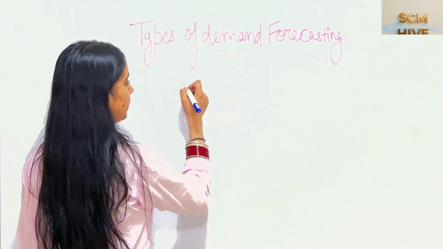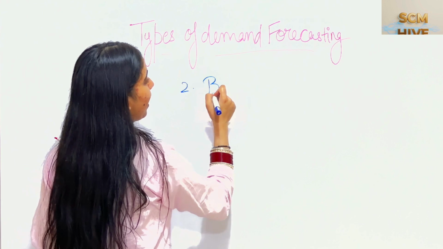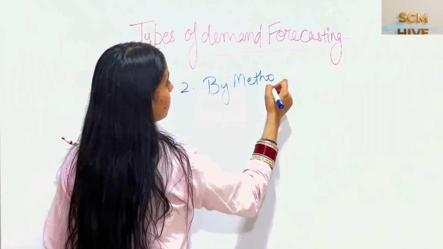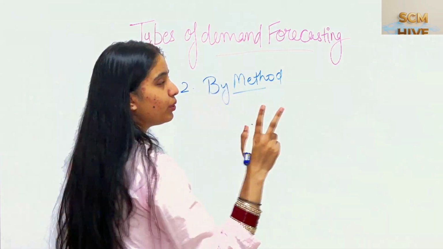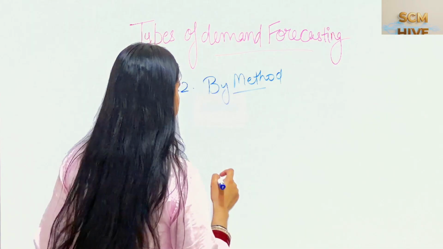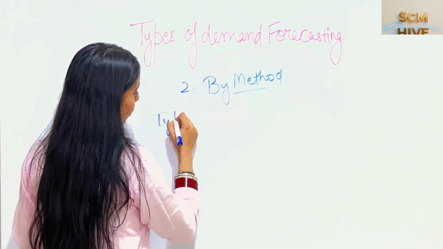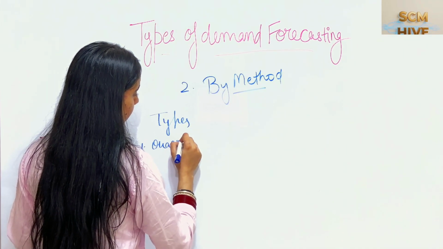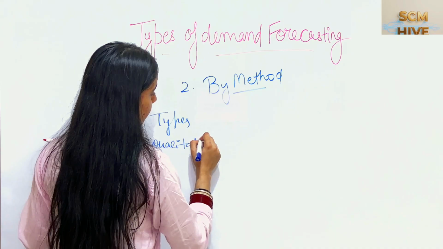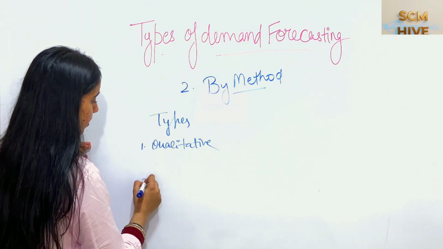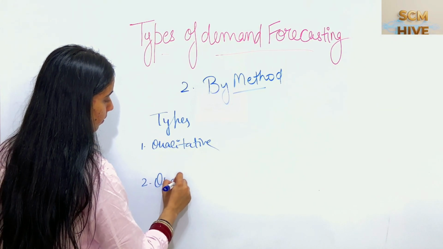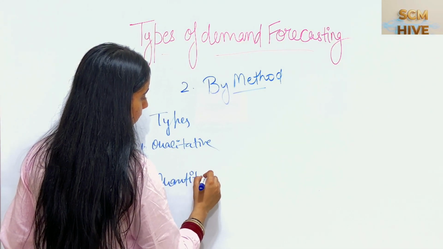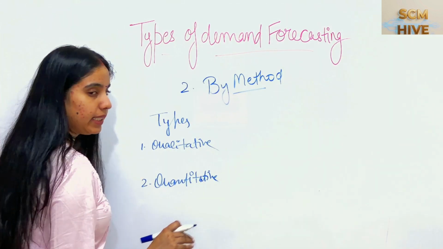And the second classification is by method. In this also, two types come. The first type is qualitative, and the second type is quantitative. I hope there is good clarity on these terms.